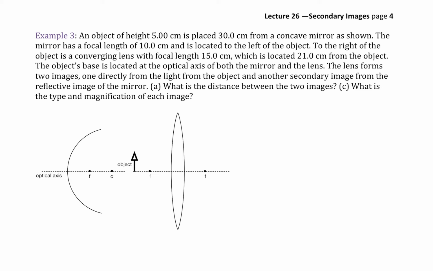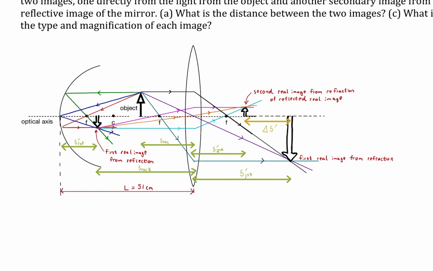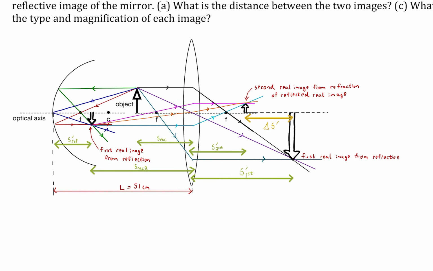Okay, so let's go ahead and start comparing our images. All right, so here is our ray diagram and all of our relevant measurements. And yes, this is a rather busy figure with everything going in here. And I have the principal rays color-coded, right? So we have our 3 principal rays coming from the original object. That's going to form a real inverted image due to the concave mirror. So there's the first real image from reflection.